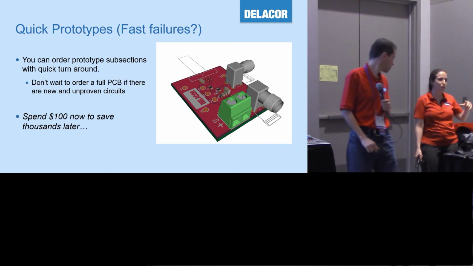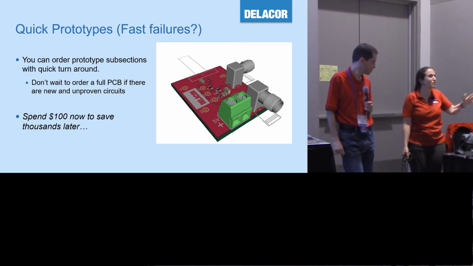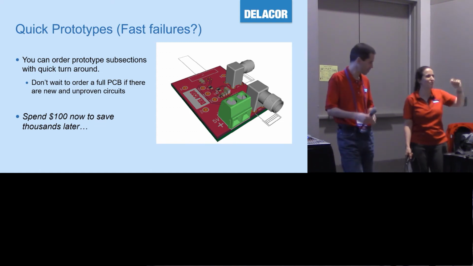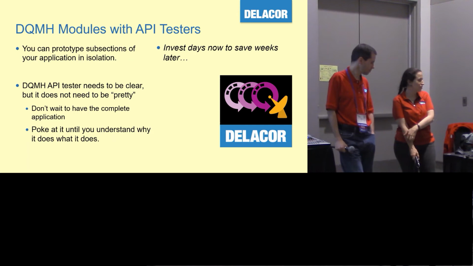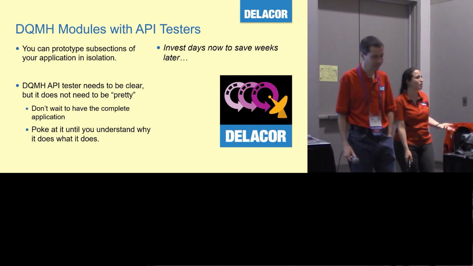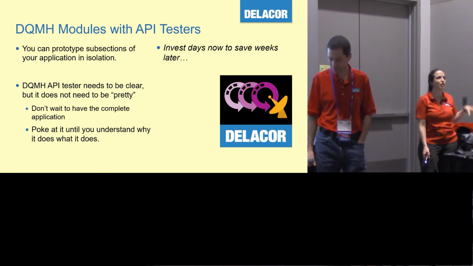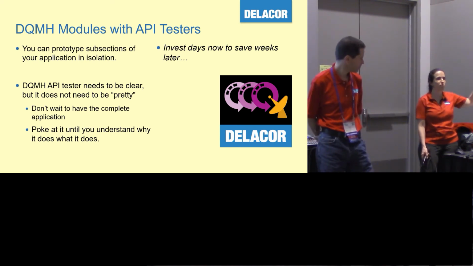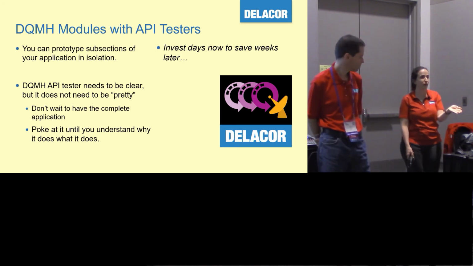So when we were preparing the presentations, I was really trying to get to the modules part, and he was like, well, but it's obvious, right? You do prototypes. I'm like, yeah, but I don't want the obvious. I really want to state the obvious because I want to find the analogy with software. So the analogy with software is you can prototype subsections of your application in isolation. You're doing your API testers or your little testers where you are just testing one part of the software. And it's the same thing, it's really quick, right?